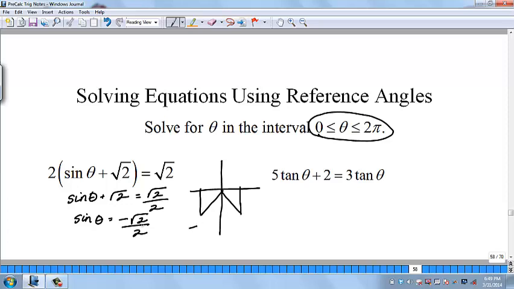So on my table, I know that pi over 4 is my reference angle, because the sine of pi over 4 is radical 2 over 2. So what would it be in these two quadrants? Well, this is 4 pi over 4. This is 8 pi over 4. So the two angles this could be would be 5 pi over 4 is one of the answers. And the other answer would be 7 pi over 4. Those two angles will make this equation work.